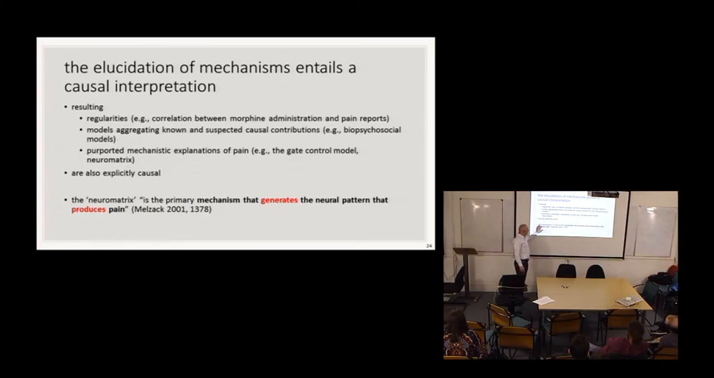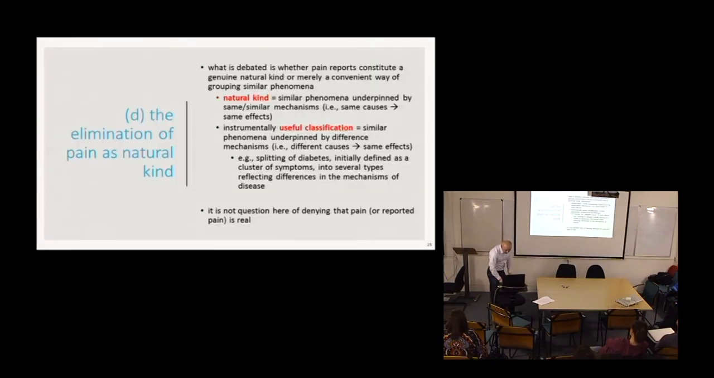Okay. So, for example, in the neural matrix mechanism, Melzack describes this explicitly in causal terms. He says this is the primary mechanism that generates the neural patterns, a distributed pattern in the brain, and this pattern produces pain. Why? Because it's all based on this kind of knockout experiments. You intervene and you demonstrate the causal relevance of a mechanistic component to a phenomenon, and this tells you that this is possibly a part of the mechanism. And when you put all those things together, what you construct or reconstruct is a causal mechanism as well.